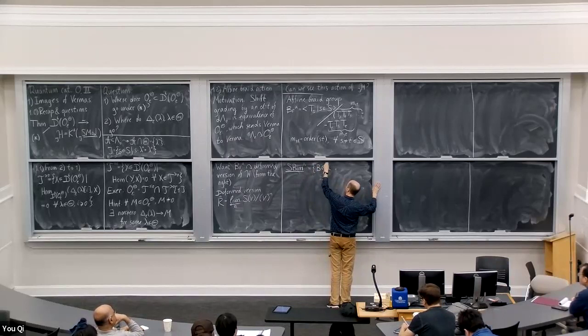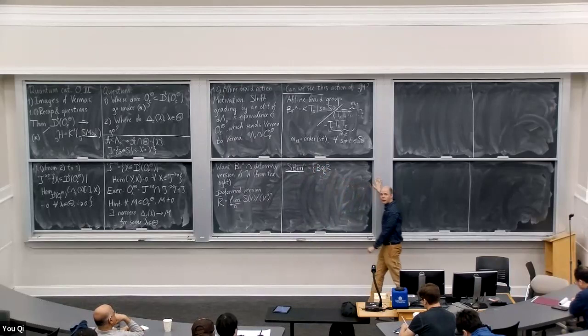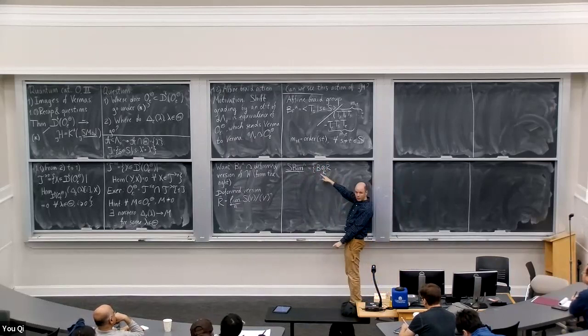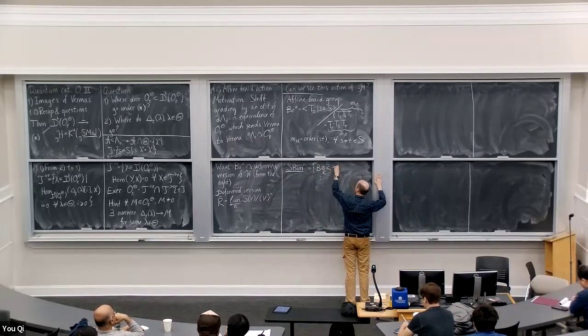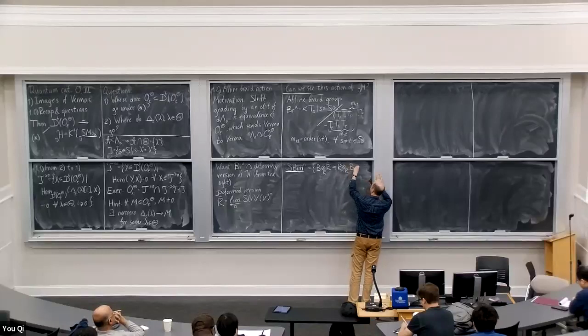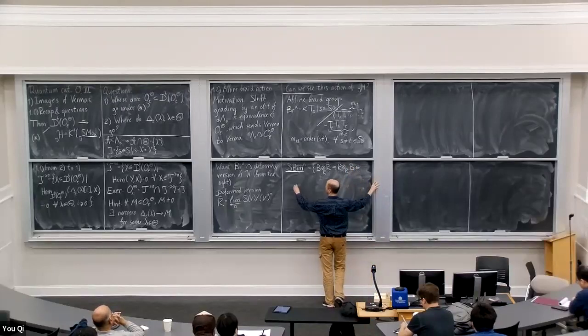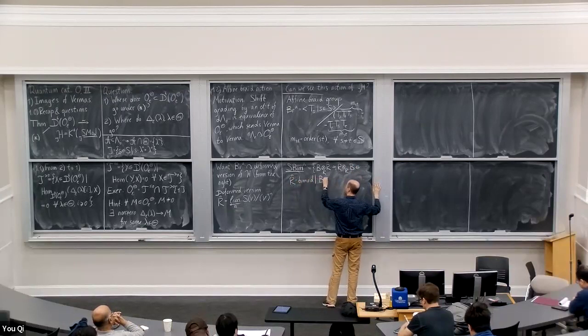In fact, I have two ways to do it. I can tensor from the left and from the right. But all my modules here are finitely generated as left and right modules, so it's the same thing as R hat tensor over R of B. And so this lives in R hat bimodules, where B is an object of the category.